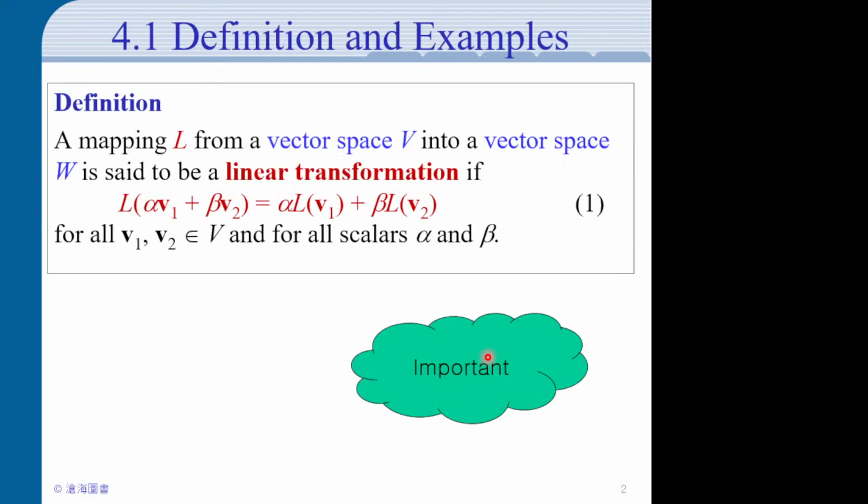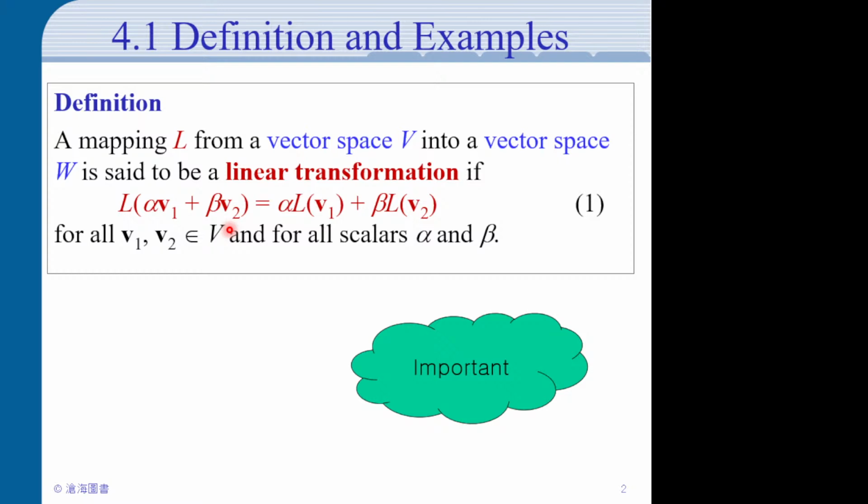Yeah, so linear transformation, once again, we are talking about a mapping from a vector space to another vector space. And if the mapping respects the linear combination of the vector space, then it's called a linear transformation. So if you have some linear combination from the starting space V, and it gets mapped to the same linear combination, with the same set of coefficients alpha and beta, then this is called a linear transformation.